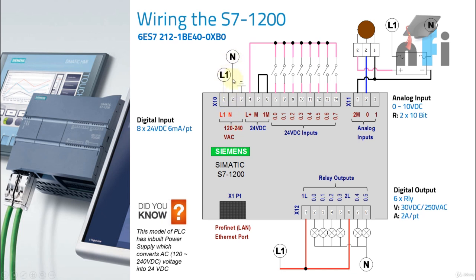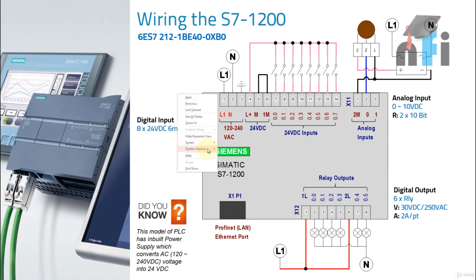Line 1 and neutral are given from the power source to energize the PLC, which will provide power to all the inputs and the processor of the PLC. Then you have the 24 VDC output, which is L+ and M. Now this 1M is the common of your inputs. I'll come to that later, but first let's understand this 24 VDC, which, as I told you, is converted from this AC. This AC is converted to DC by the power supply, which is already inside this PLC.